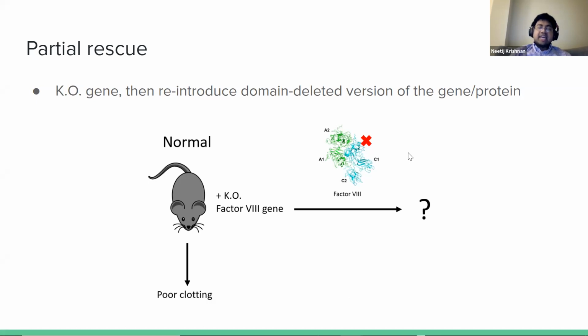And then we can examine, like, okay, does this domain deleted version of the gene, version of the protein, still rescue that hemophiliac phenotype? If it does, that means that maybe A3 wasn't so important or directly involved in clotting. Now, if this modified version of factor VIII is unable to rescue the hemophiliac mouse, then that means that A3 is probably important for clotting.